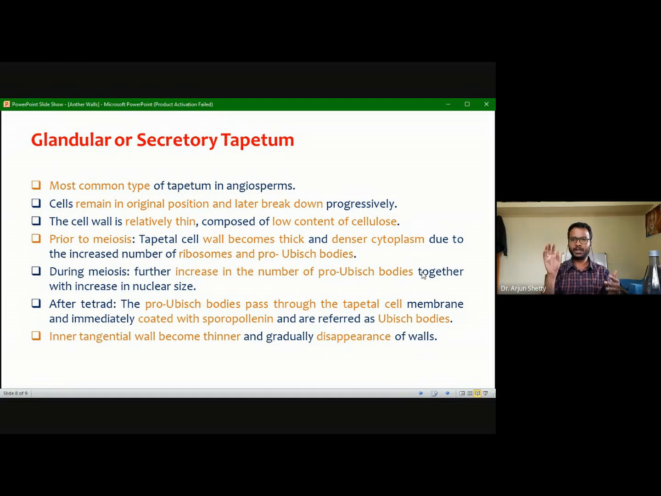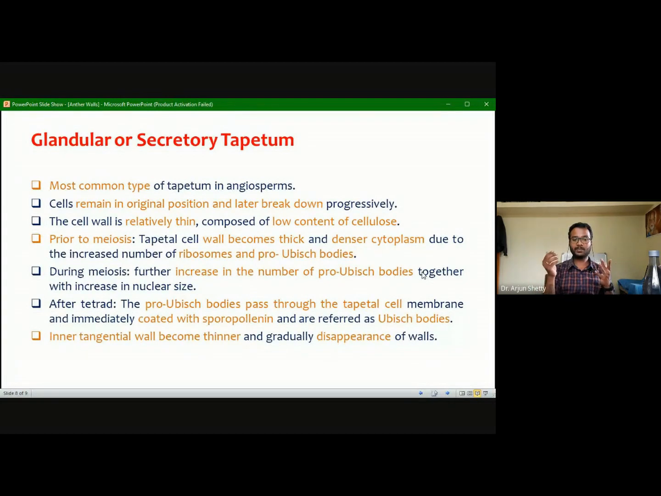Before that, I would like to give some information about the pro-Ubisch bodies. These are components which are associated with the ribosomes, and they are found on the sporoderm along with some components of the tapetum. They are deposited on the exine, and that is what we call Ubisch bodies. We'll talk about the complete details later on. So these pro-Ubisch bodies are the precursors for the Ubisch bodies, and they are released by the tapetum as the spores are at the beginning of the meiotic division.